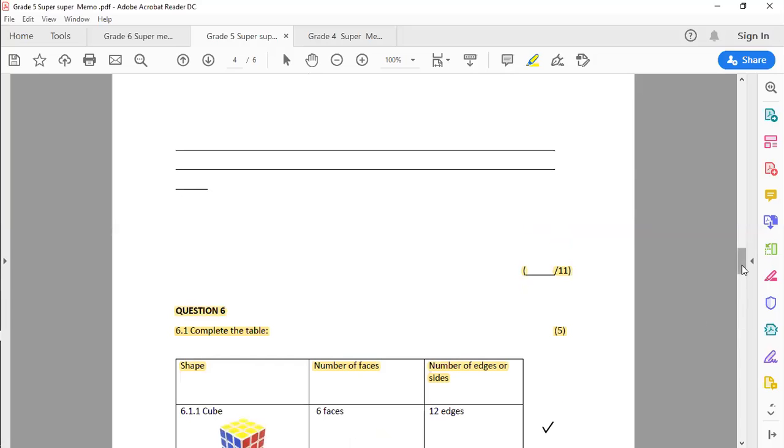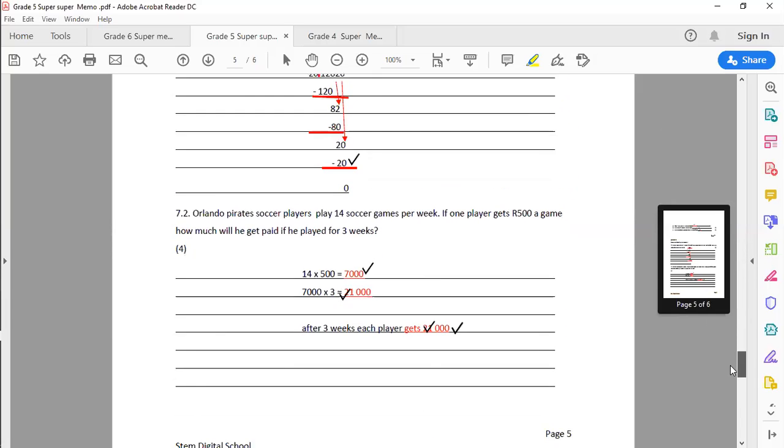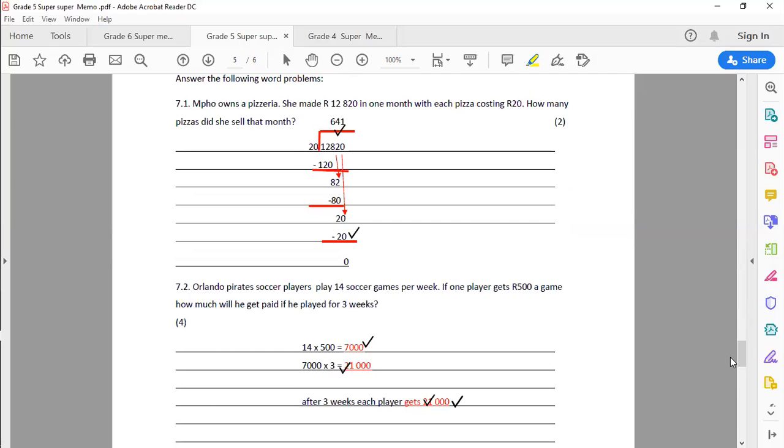Then we are done with that part. Let us finalize the corrections here. I hope we're still following. To close off, I'll end off with the first one, and then I'll touch on the last part in our next lesson. Umpo owns a pizzeria. She made 12,820 in 1 month, with each pizza costing 20 Rand. How many pizzas did she sell that month? We just divide 12,820 by 20, and we get an answer of 641 using long division.